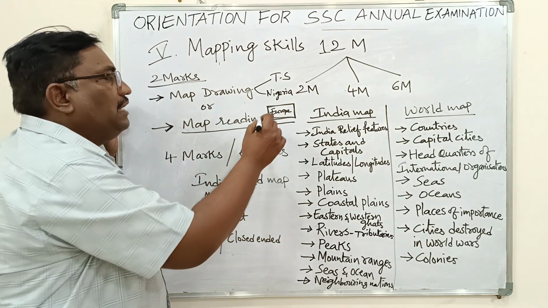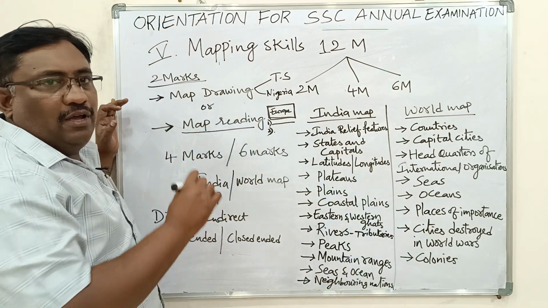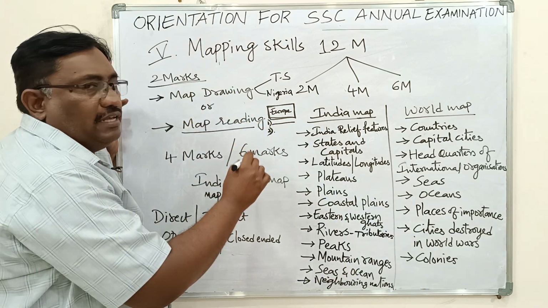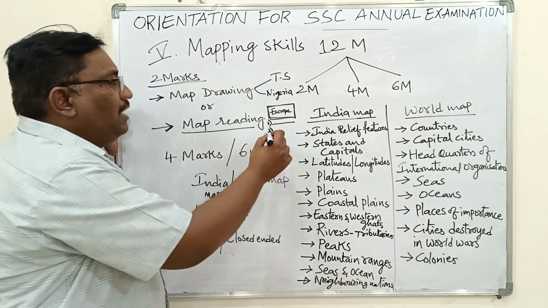Then we have to write that England, as it is a landmass covered by water on 4 sides, is called an island nation. Like this we have to give the answer.